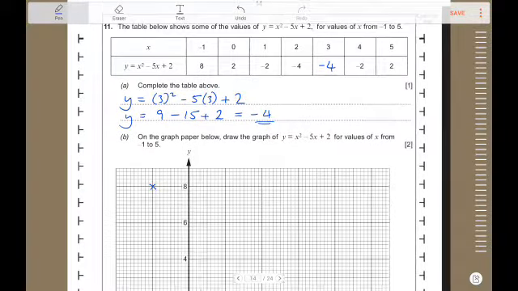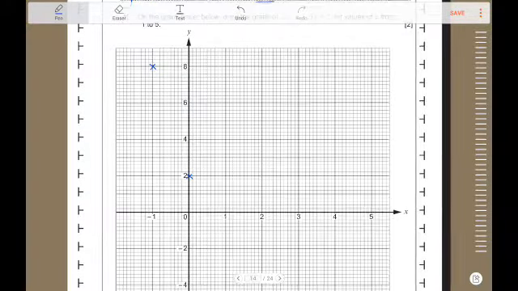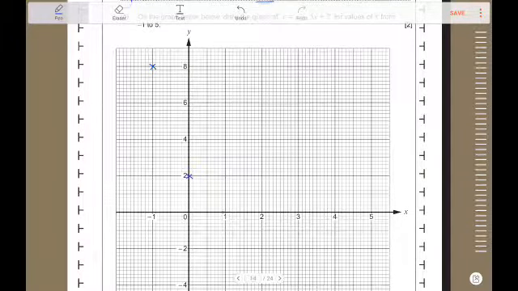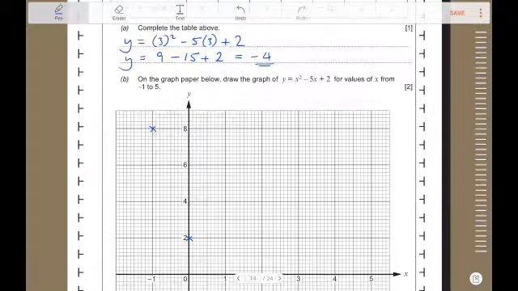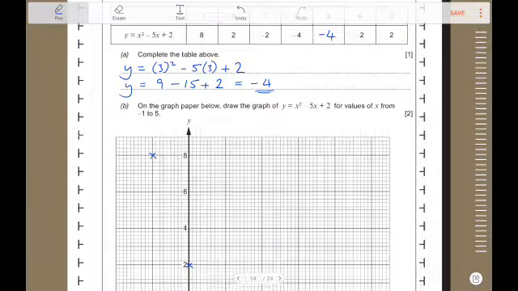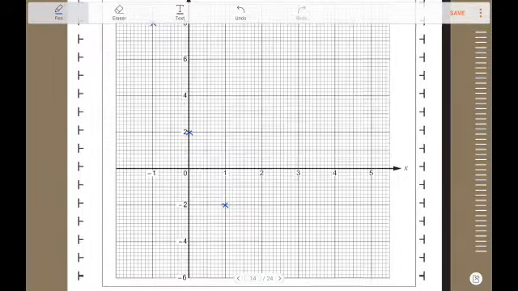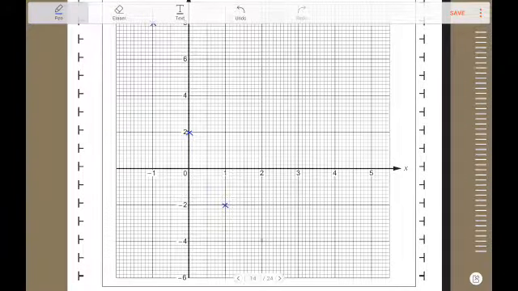Okay, third point, we've got 1, minus 2. So we go across to 1 and down to minus 2. I've done it like that, it's a little bit out there. I'm going to go and do that again. That's better. 1, minus 2. Fourth point, we've got 2, minus 4. So we go across to 2 and down to minus 4. Like so. That's looking good.